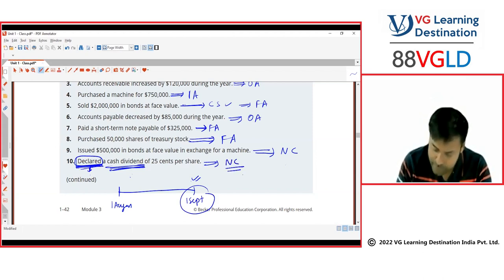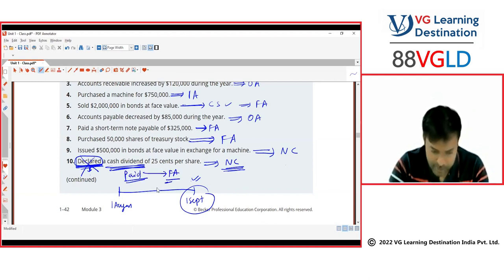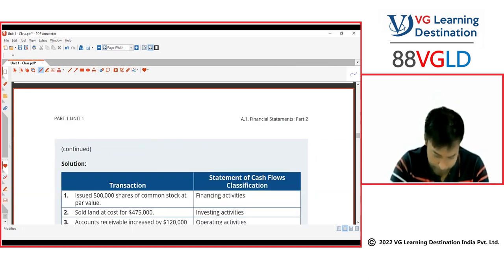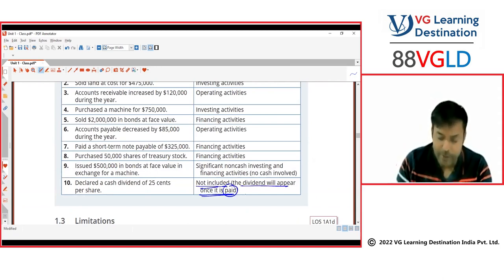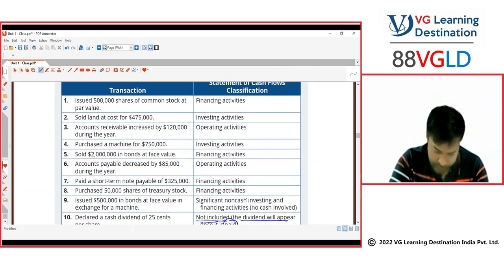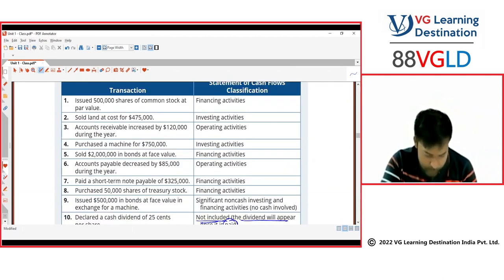Is that clear, everyone? Parminder, is that okay? But if the question says cash dividend paid, then it is going to be FA. Let's see. Yeah, they have not included it, because dividend will appear once it is paid. So whenever you are paying it, then it is going to come in that case. Correct. I hope it is clear, everyone.